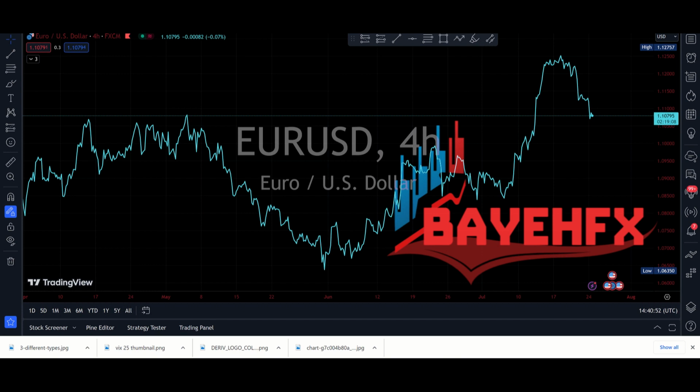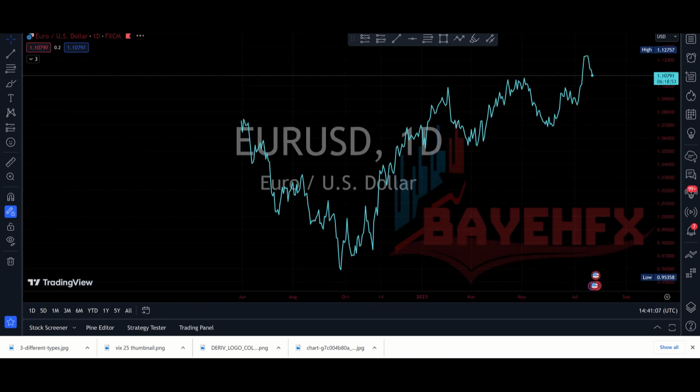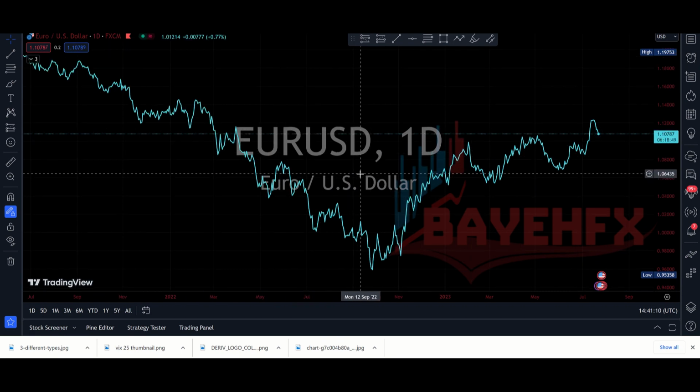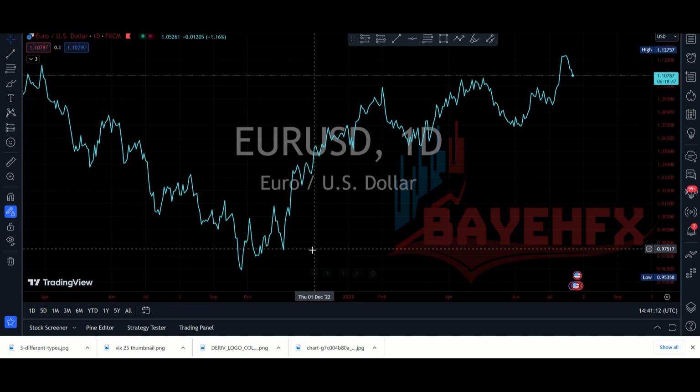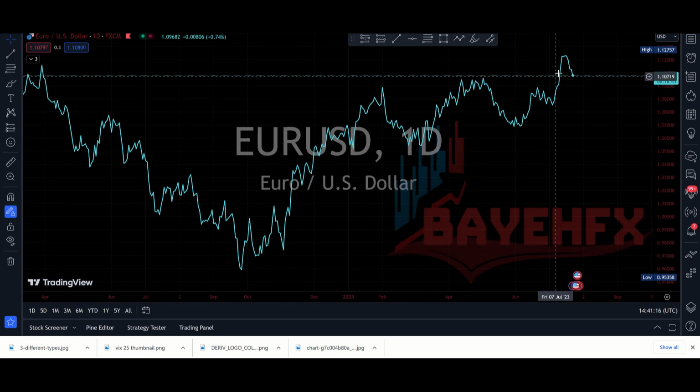Okay guys, and now we are back into the real market chart and we are on EUR/USD on the 4 hours time frame, right? And let's look at the market structure from the daily time frame, right? As you can see, this particular movement here, if we zoom in a little, this is what we call the line chart in your market structure. This is the line chart.